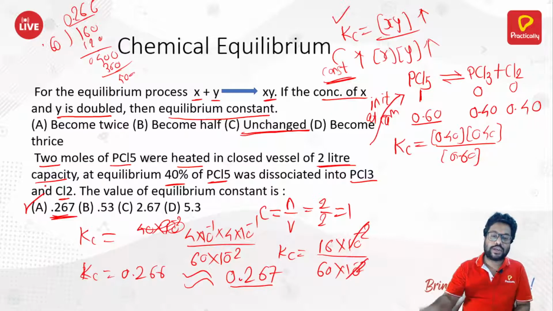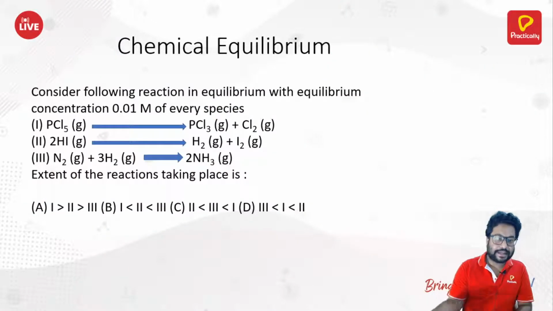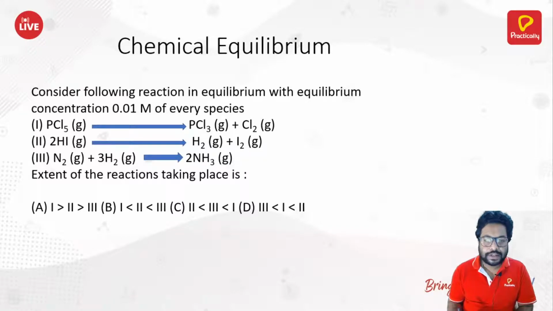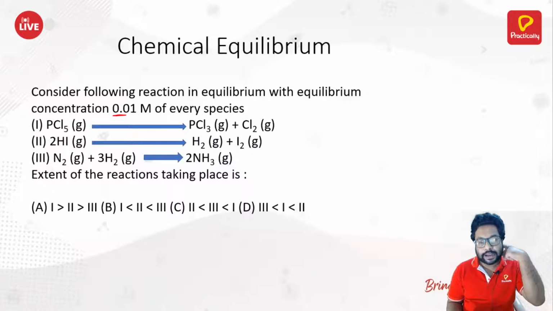That's how you can solve the numerical of such kind. If you have any doubt, you can ask me in the comment section. Okay, so moving ahead. Next, consider the following reaction in equilibrium with equilibrium concentration 0.01 of every species. What they're asking is, what is the extent of the reaction taking place?